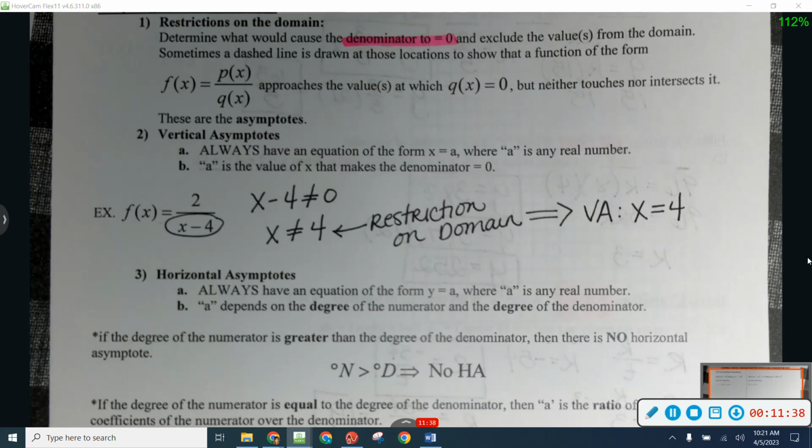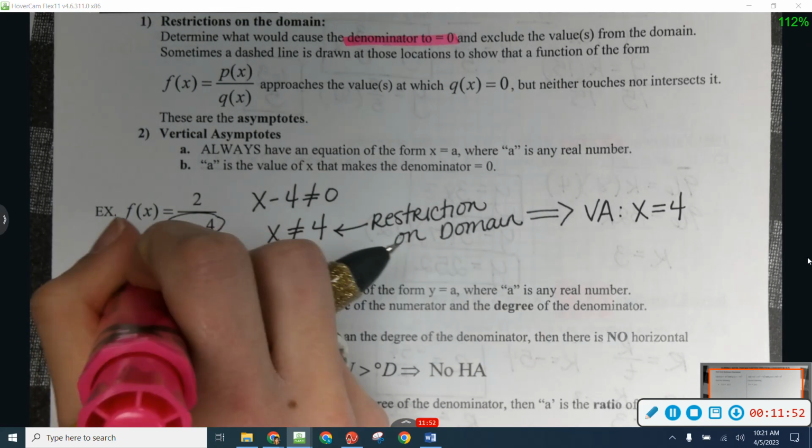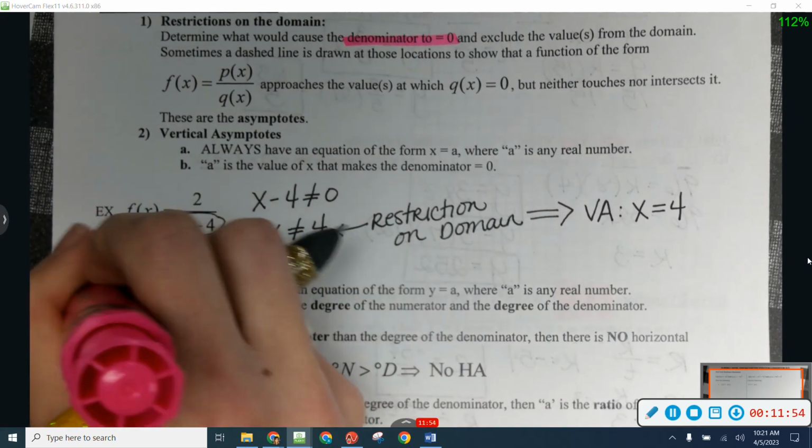Okay? Now, we're going to have vertical and sometimes the horizontal asymptotes in the same problem. So what happens is the horizontal asymptote is going off of the degree of your numerator and the degree of your denominator. These are things you're going to have to memorize. Okay? You're going to have to memorize your rules.